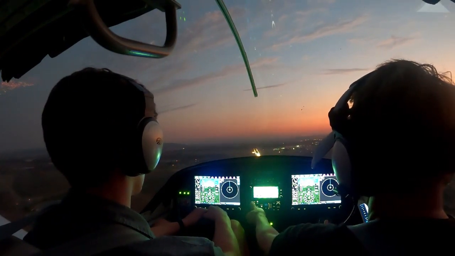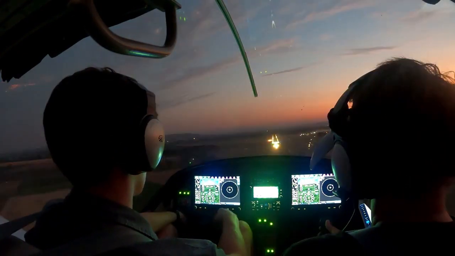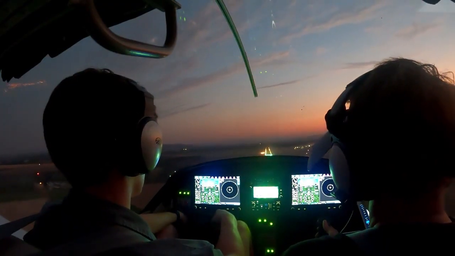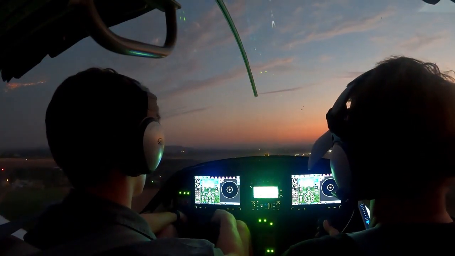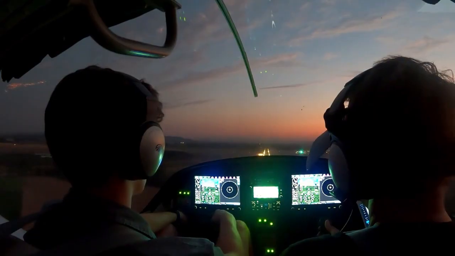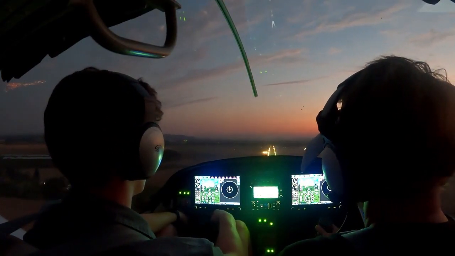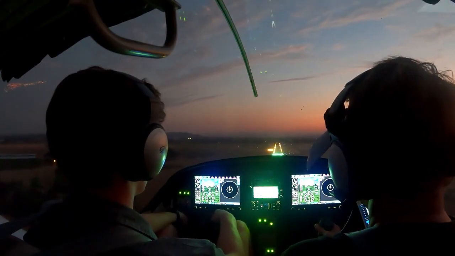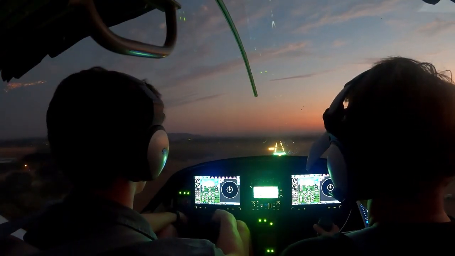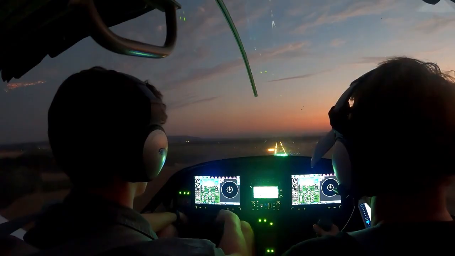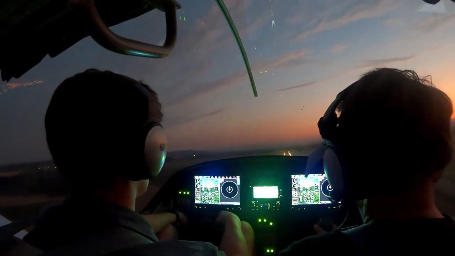500. On localizer and on glide slope, 440, 420. McMinnville helicopter 2 Lima Romeo on the go Alpha taxiway parallel 22 right traffic McMinnville. 380, 361, I don't see runway. Minimums. Go around.